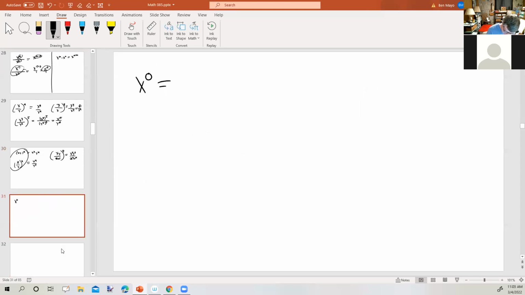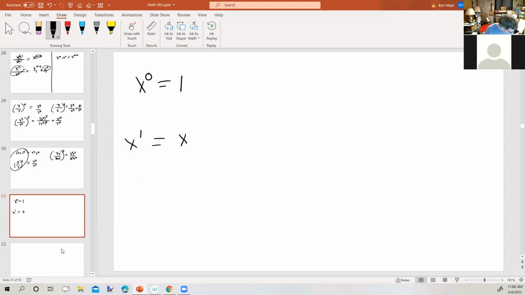x to the 0 power equals 1. x to the 1 power equals x. Again, be careful not to get those two ideas confused or mixed up. Okay. Do you need examples of that or? No, I remember that one.